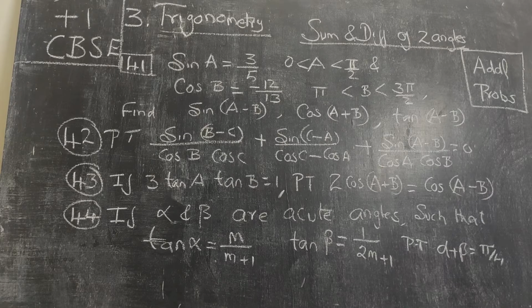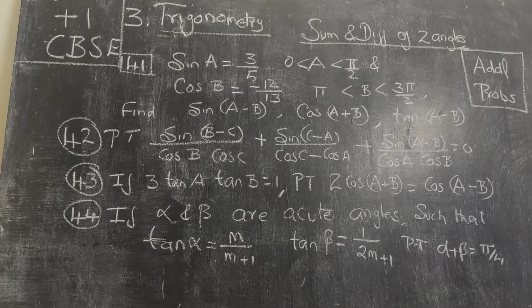Question number 44: if alpha and beta are acute angles such that tan alpha equal to m divided by m plus 1 and tan beta is equal to 1 divided by 2m plus 1, then prove that alpha plus beta equal to pi by 4.